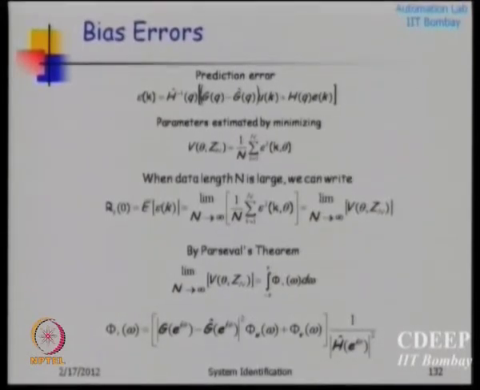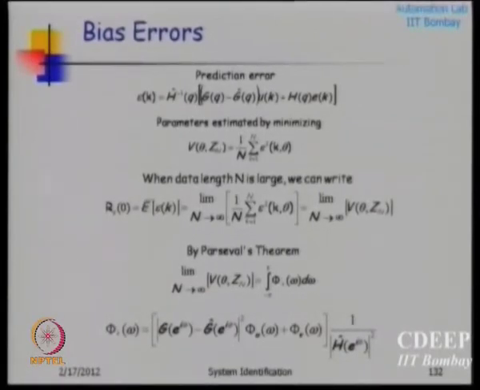Okay. But now why is it useful? Why am I saying that this is going to be useful? Now look at things here. What is this quantity, G(e^{jω}), G-hat of e^{jω}? This is the frequency response of the true plant. What is this? The frequency response of the estimate. So I am saying that the difference between this frequency response and this frequency response is weighted by the spectrum of inputs.